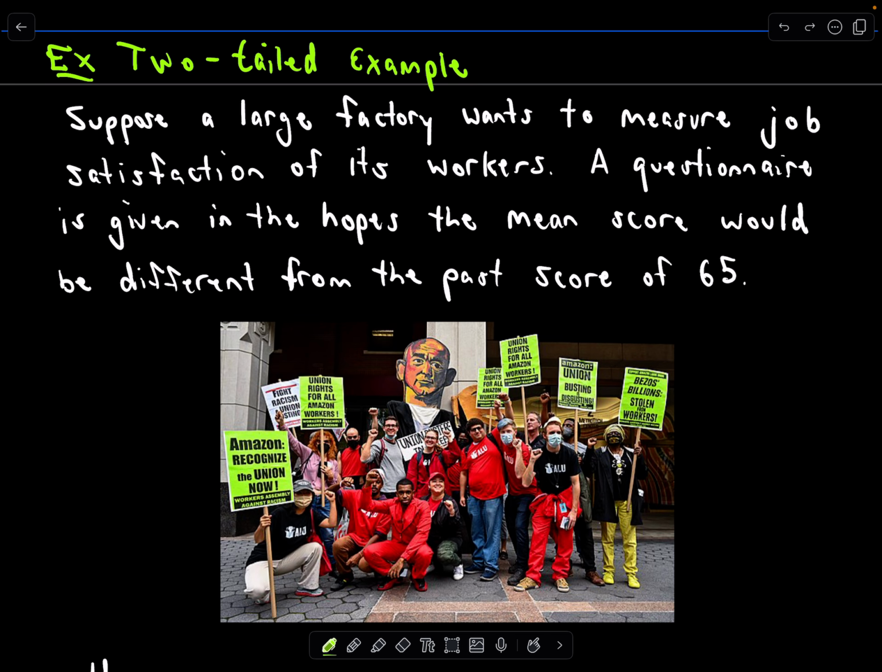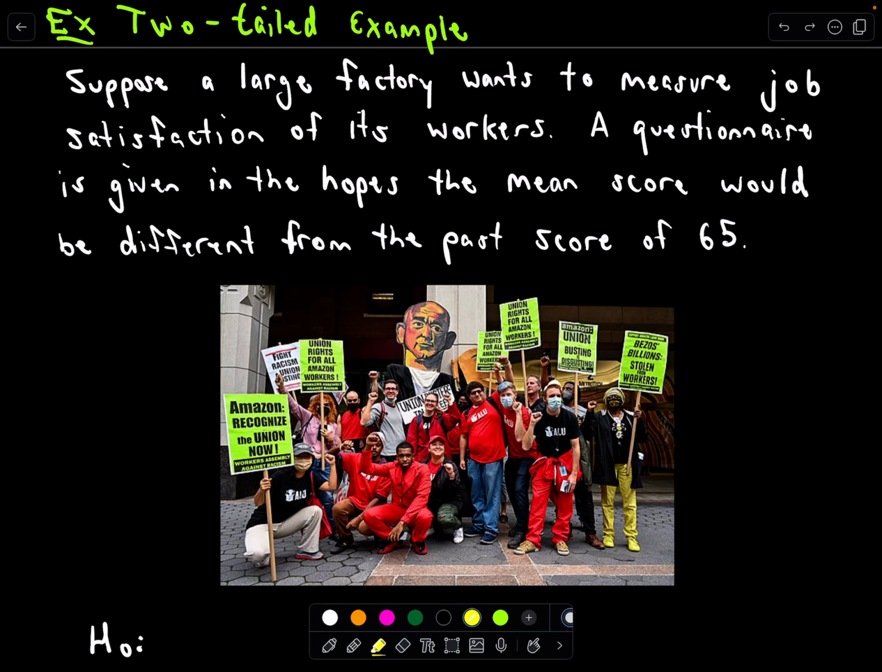Suppose maybe there's a large factory and it wants to measure job satisfaction of its workers. So a questionnaire is given in the hopes that the mean score would be different from the past score of 65. That past score of 65 tells you something. Maybe they're happy, maybe they're not, maybe they're in the middle. And you want to determine, are they happier, or maybe even less happy now?